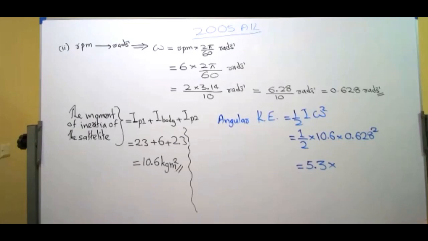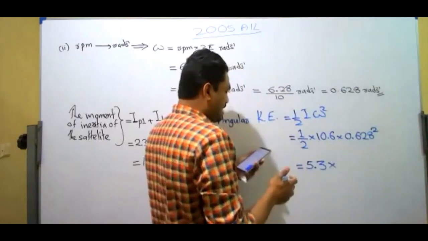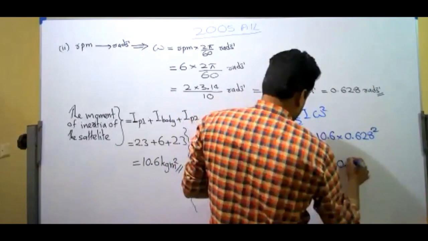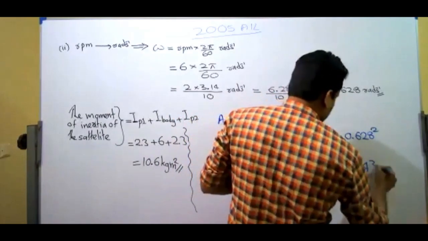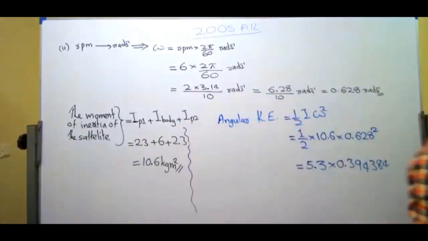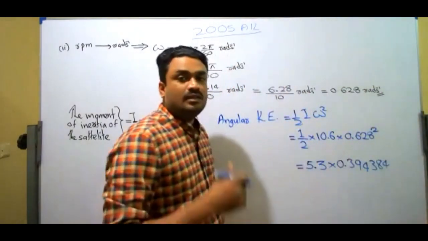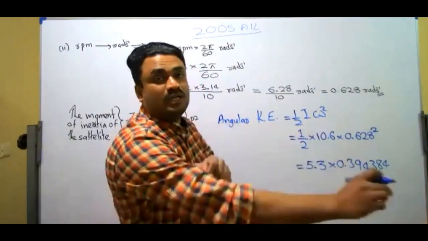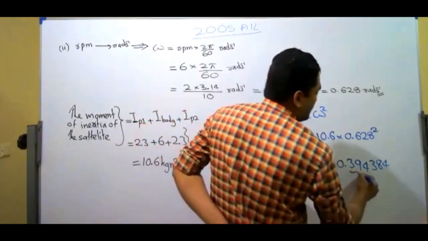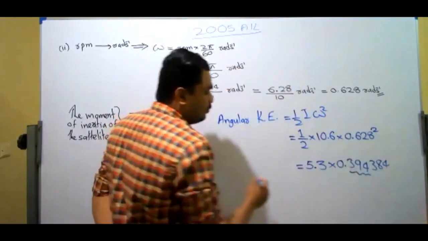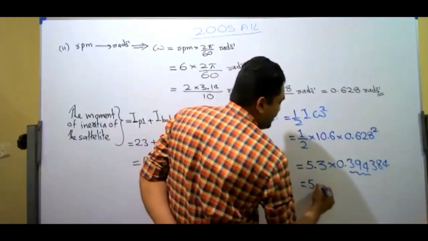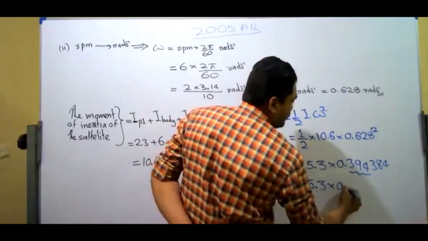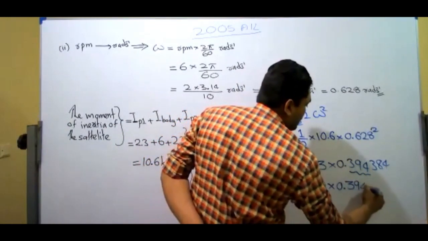Right. Let me give you a small help. 0.628 squared is 0.394384. But it is not necessary to keep this many decimal places. The maximum number of decimal places needed for this question is 3. You must stop at 3. Therefore, this should be written as 5.3 into 0.394.